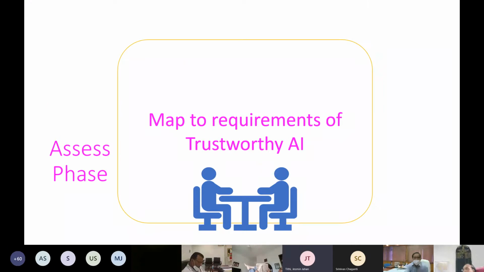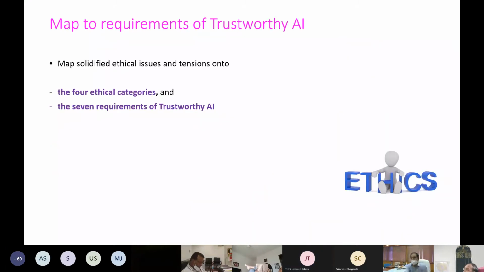The next step is to map these ethical issues and flags that we have identified to the requirements of trust to the AI. And there we choose the EU guideline. Here we choose 4 ethical categories and the 7 requirements of trust to the AI.